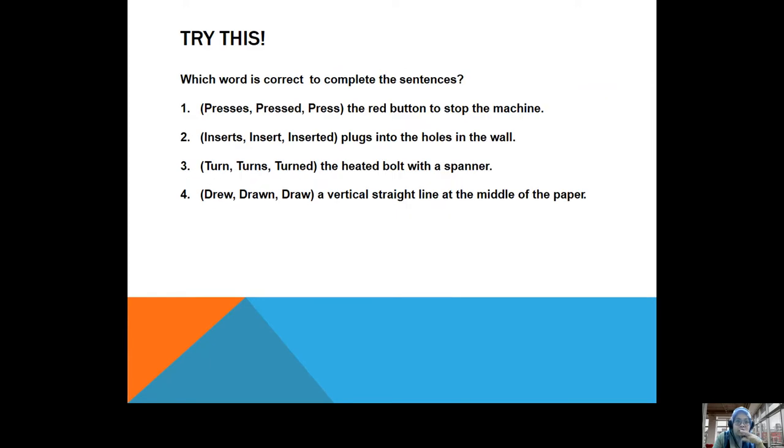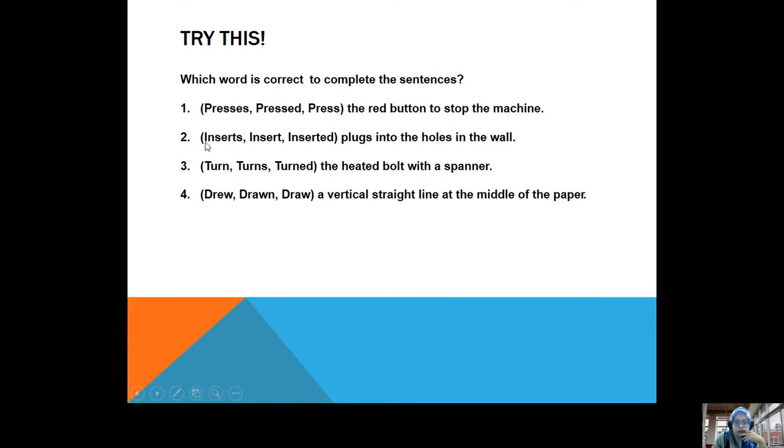Which word is correct? We try to do this activity. Which word is correct to complete the sentences? Okay, remember that they use present tense. Okay, kalau present tense, number one, press lah. Press the red button to stop the machine. This one, insert plugs into the holes in the wall. Insert kat sini dia dah tak sesuai.